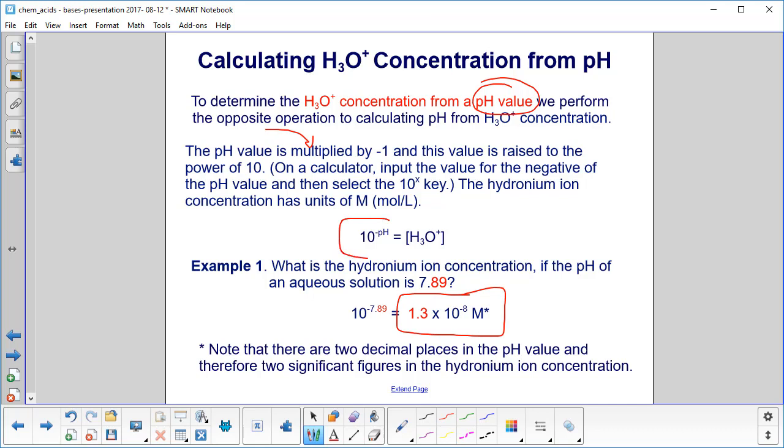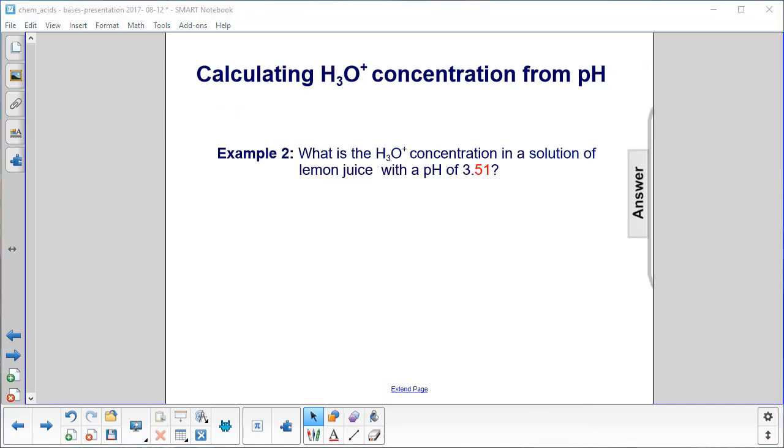So here's the equation. 10 to the minus pH is equal to the concentration of the hydronium. So in this case, we give you the pH is 7.89. You plug it in over here, and then you figure out how your calculator gives you the reading. And you want to get an answer of 1.3 times 10 to the minus 8th molar. Note, there are 2 decimal places in the pH value, 8 and 9, and therefore 2 significant figures in the hydronium ion concentration. Please try this problem on your own.